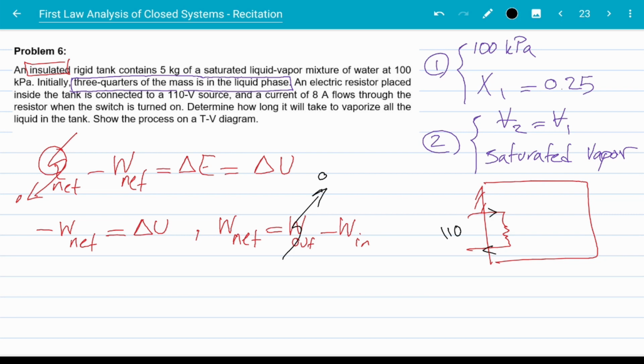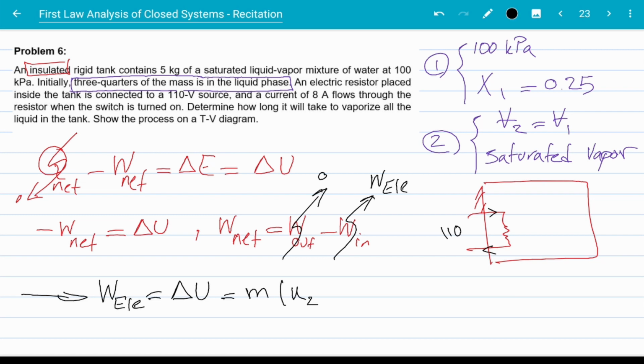So work in is going to be the electric work. Plug everything back into our equation, we get that the electric work is equal to the change of internal energy of our system, which is mass of the system times internal energy of the final state minus internal energy of the initial state. We need to find the internal energy of the initial state and the internal energy of the final state in order to be able to use this equation. So let's get to that.